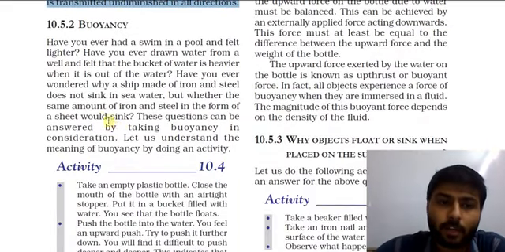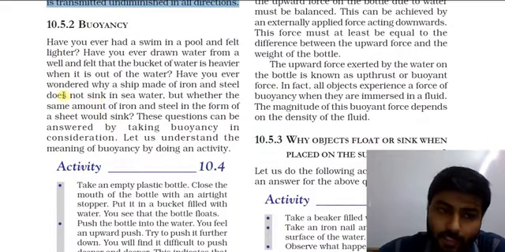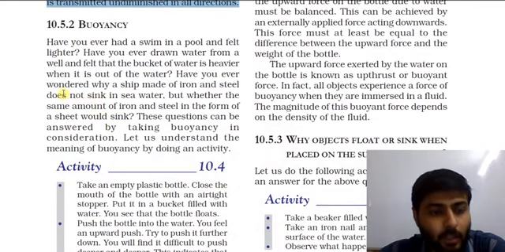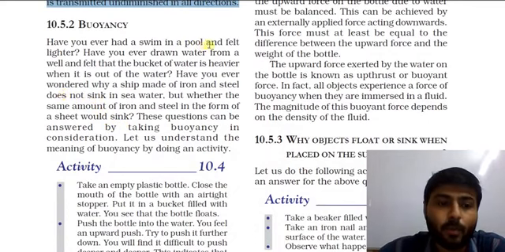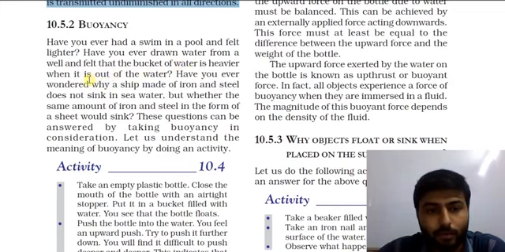Now we have an important topic, that is buoyancy. We have some questions. Swimming in a pool, did you feel lighter? Have you ever drawn water from a well and felt that the bucket of water is heavier when it is taken out of the water?